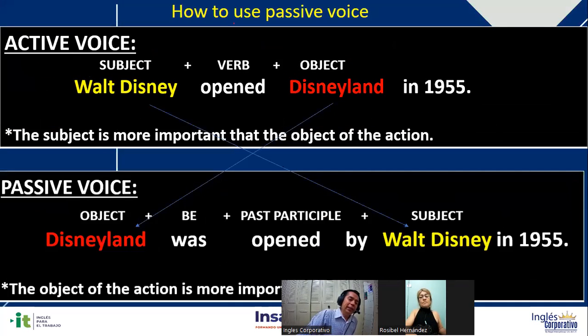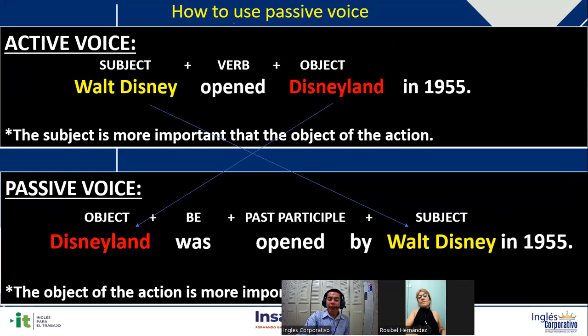Básicamente, la voz activa y la voz pasiva, Rosy, son dos formas de expresar una misma idea. The active voice and the passive voice is the same. Es lo mismo. Es decir, si usted quiere decir que Walt Disney abrió Disneylandia en cierta fecha, lo puede decir de dos formas. La única diferencia es que con la voz activa le damos énfasis o importancia al sujeto, y en la voz pasiva se le da más importancia al objeto.